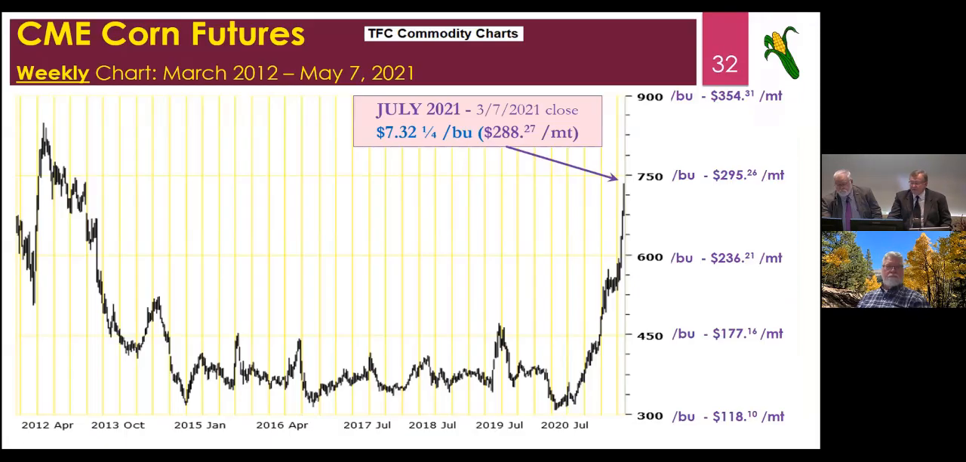You can see from the weekly charts, we ran up on Friday's close. This is July futures, 732.25. And because we have a fair number of people with an international concern here, I put on the per metric ton numbers also. So basically $288 per metric ton, US dollars per metric ton. And you can see we have to go back in the short run to the run up of the dry conditions in 2012. But the point is, we're there.